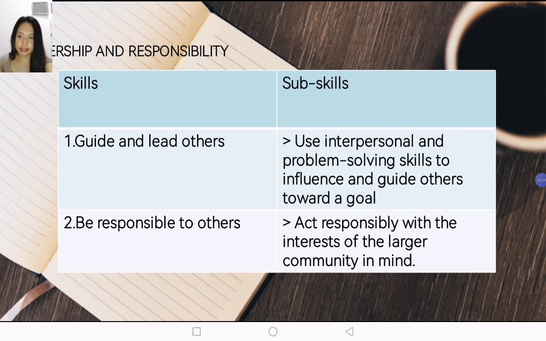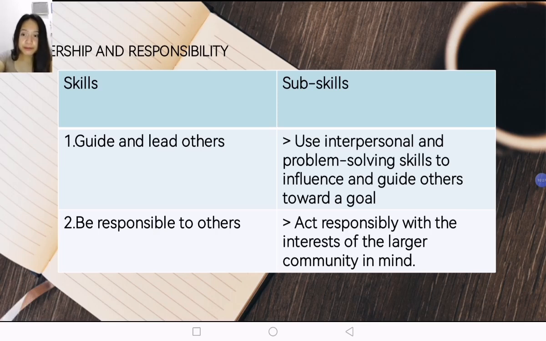So next we have leadership and responsibility. The first skill is to guide and lead others. So, information for everyone: when you are a leader, it is not about maximizing your own potential, because a leader maximizes the potential of its constituents. That's how we attest a leader's effectivity. So it is to guide and lead others.